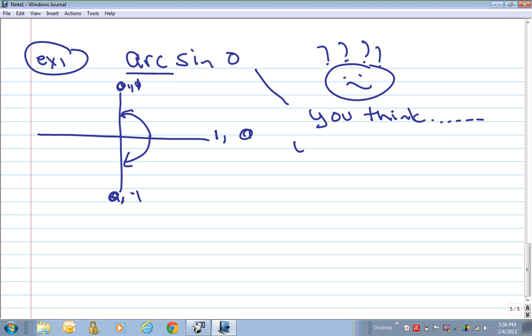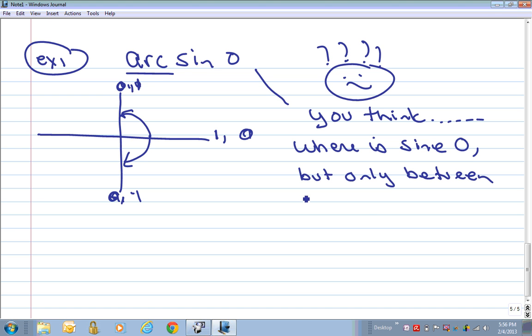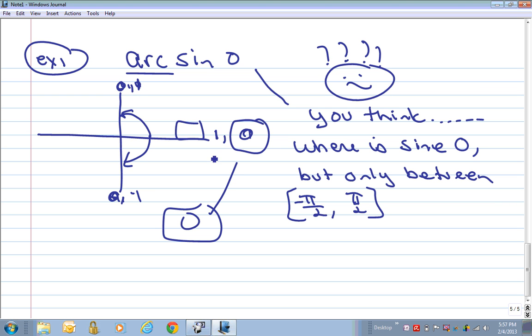Where is sine 0, but only between negative pi over 2 and pi over 2? I have my little thing here, and between those two, sine is 0 right here. So your answer would be, what radian measure is that? That would be 0. It can't be 2 pi because you didn't go all the way around the circle twice. It can only be 0.